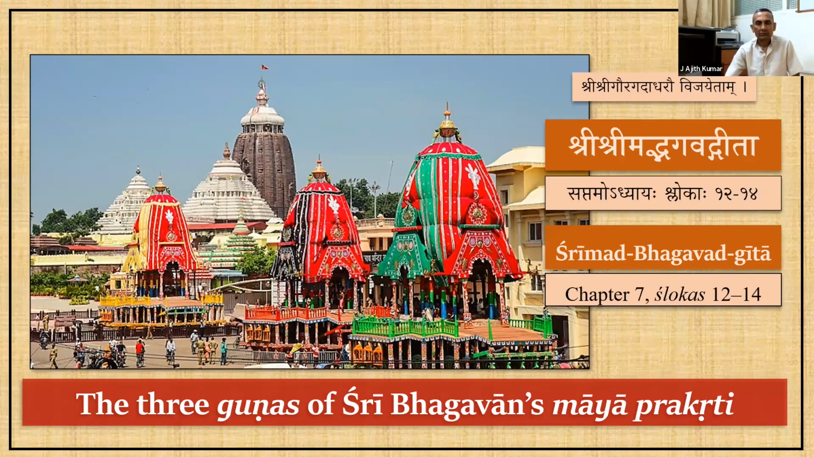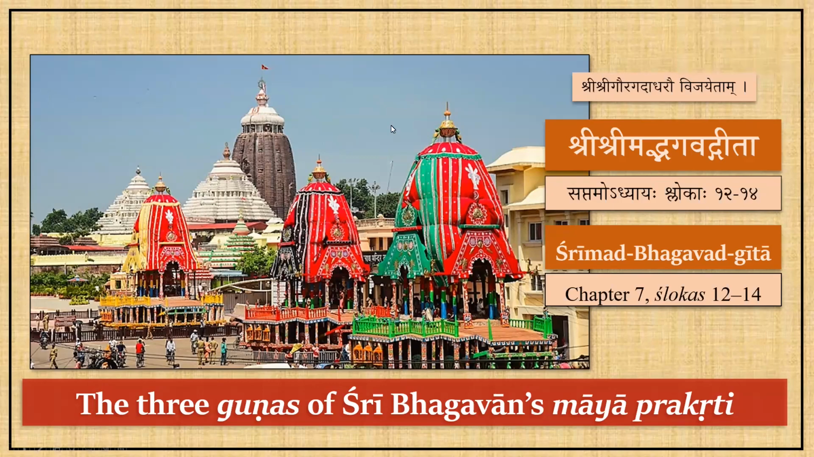In today's session, we will continue with our discussion of chapter 7. We'll do 3 shlokas today, 12 to 14 of chapter 7. And I've titled this as the 3 gunas of Sri Bhagavan's Maya Prakriti. If you recollect, in the earlier sessions also, I've been speaking about the 3 gunas, sattva, rajas, and tamas. But today we will go into them in more detail.